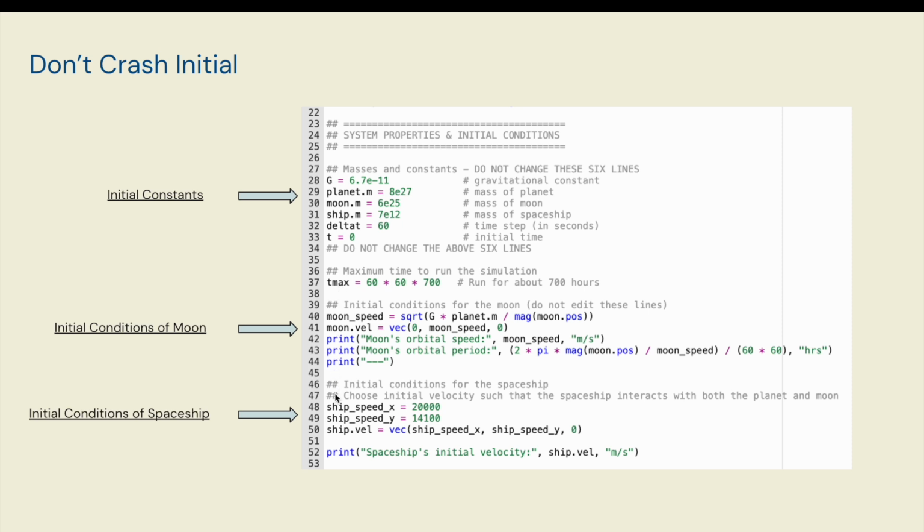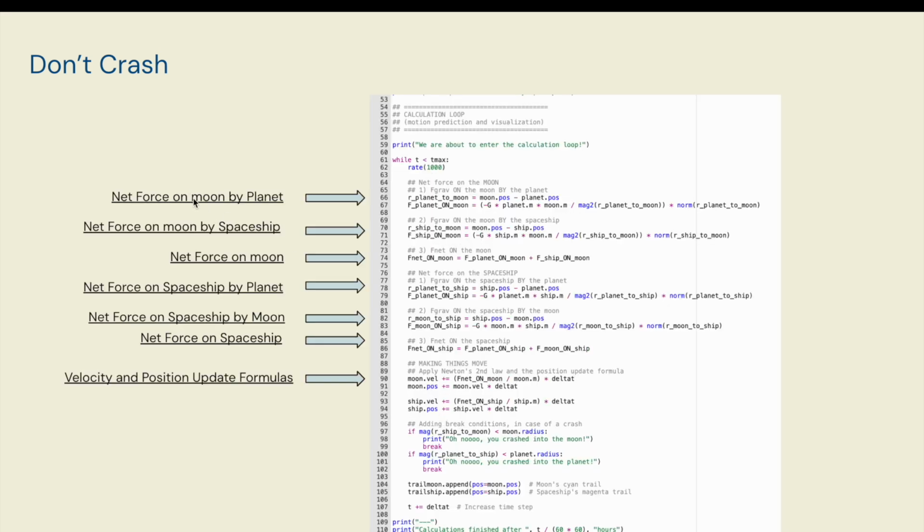We're also going to use trial and error to solve for the initial conditions of the spaceship, the ship speed x and ship speed y. Then for our calculation loop, we're going to use the net force on a planet, the net force on a moon by a spaceship, net force on moon, net force on spaceship by moon, net force on spaceship, and then the velocity and position update formulas.